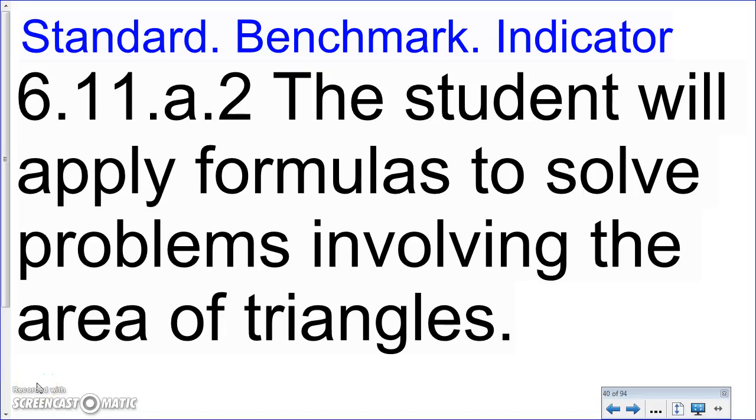Today we'll be studying the area of triangles. So the first thing you need to do is open your math notebook up to a clear page and copy down the SBI at the top. The student will apply formulas to solve problems involving the area of triangles. You can pause the video here to give yourself time to copy down the SBI.